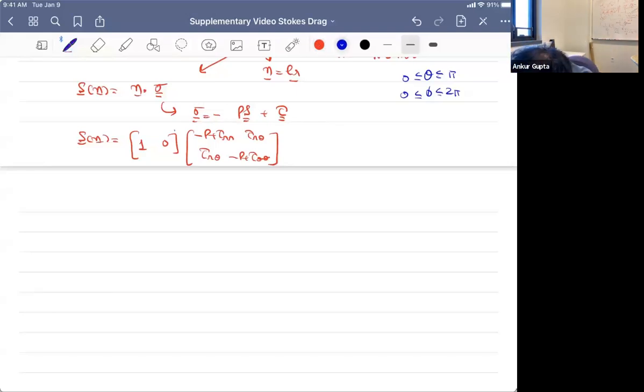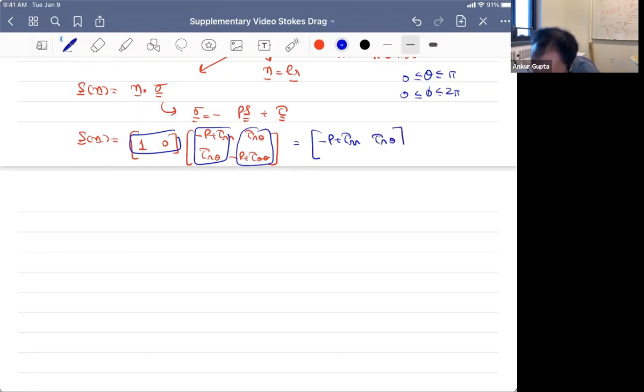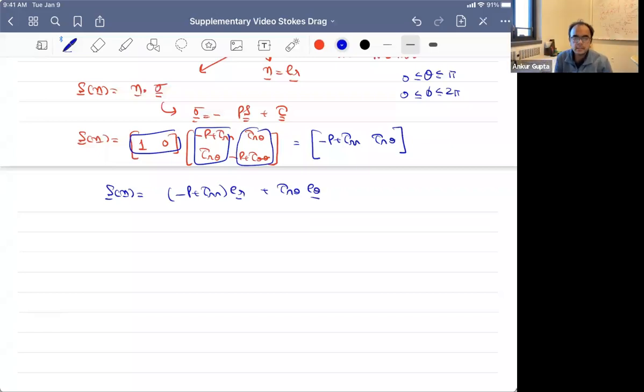Then you will multiply with this, and the first element would be minus p plus tau rr. The second element would be tau r theta. So this is what you get, and essentially the final answer becomes S of n is minus p plus tau rr e of r plus tau r theta e of theta. This is the portion we get.